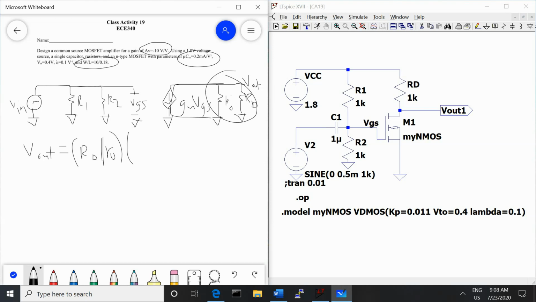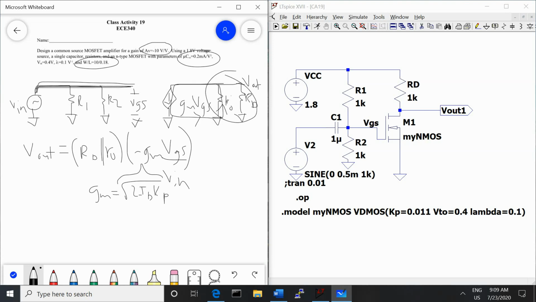And the current, we can draw the circle here where the current goes down to ground on the left side, which means that it goes up across the parallel combination of RD and R0. So we have a negative gm VGS for our current from Vout to ground. VGS equals Vin, because on this side of the equation there is no resistor between Vin and VGS, so those are equal. And then for gm we have an equation, it's the square root of 2ID times Kp. That's a good equation to know.